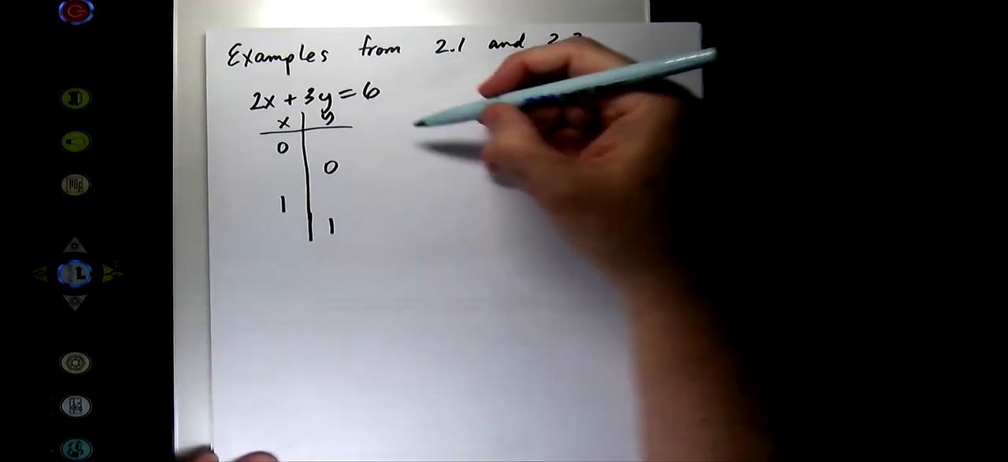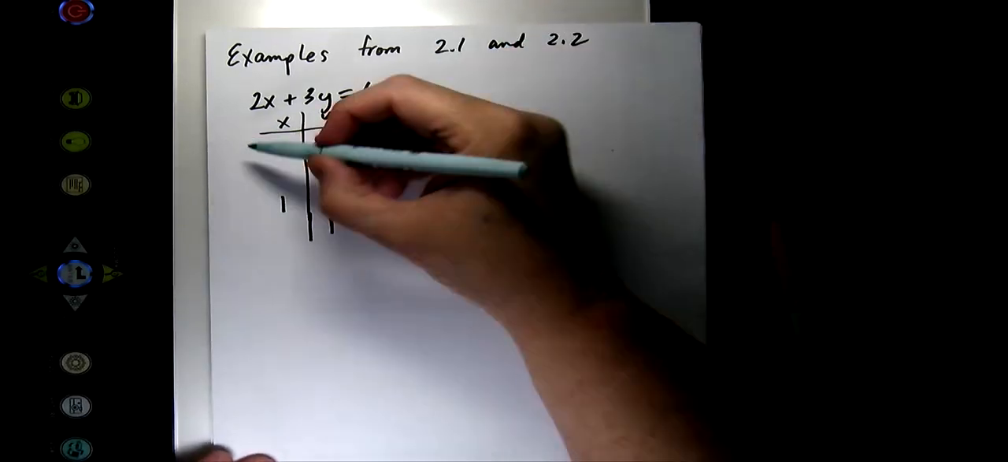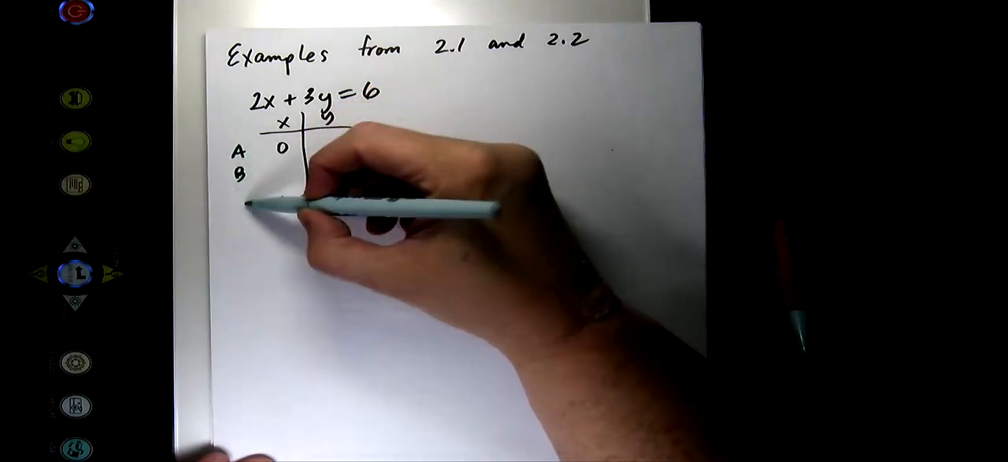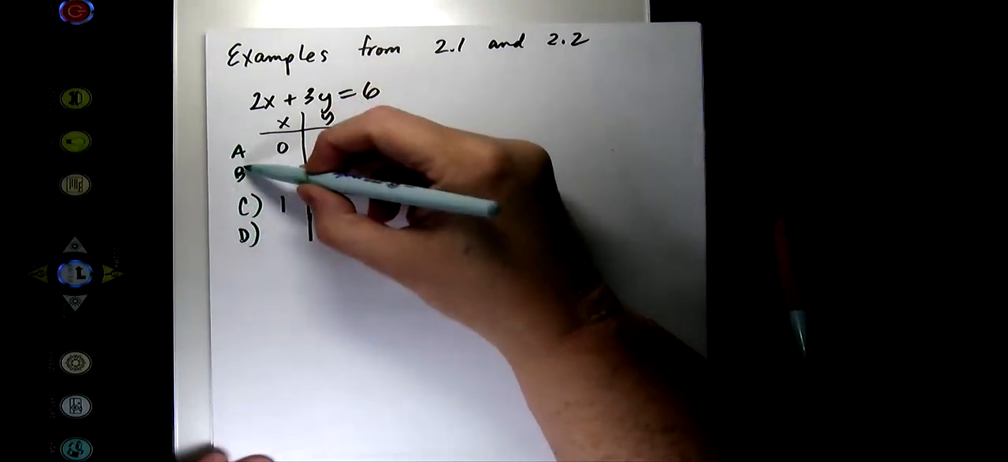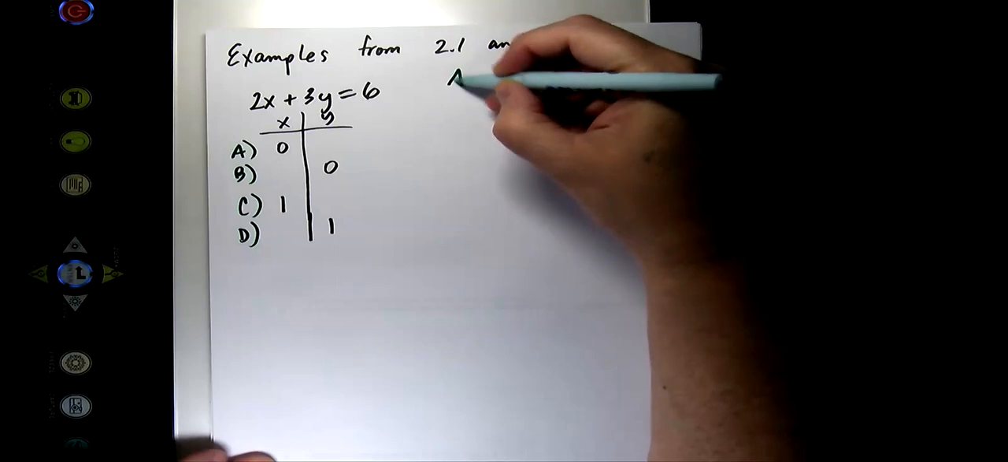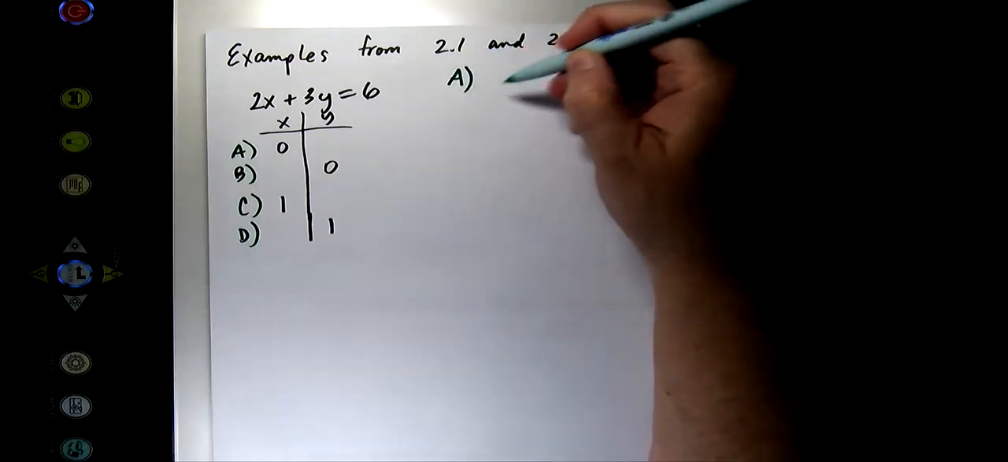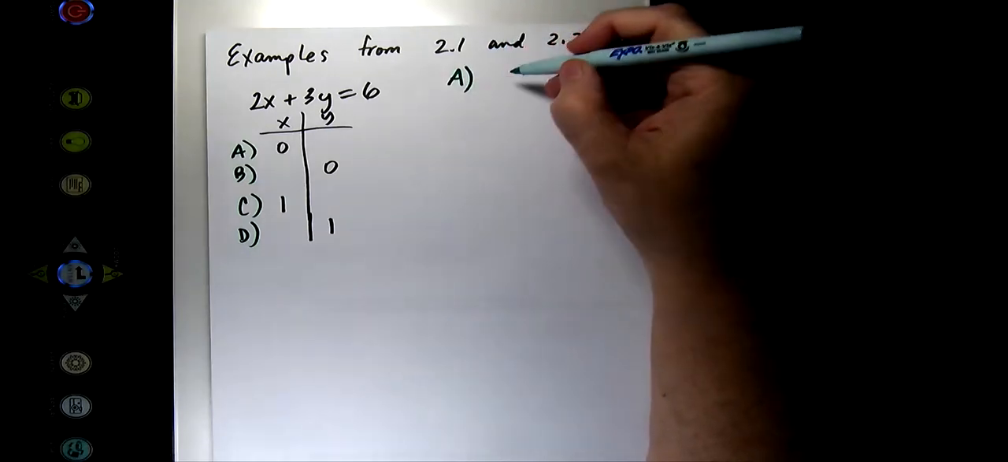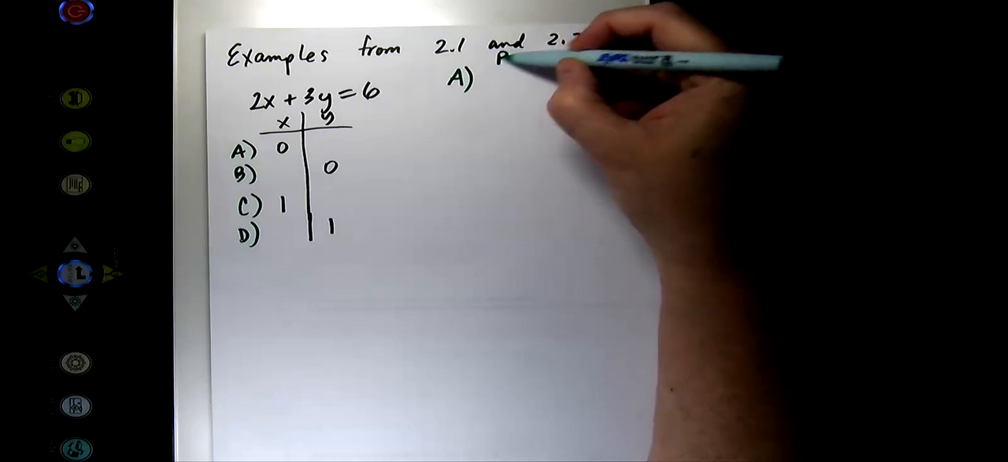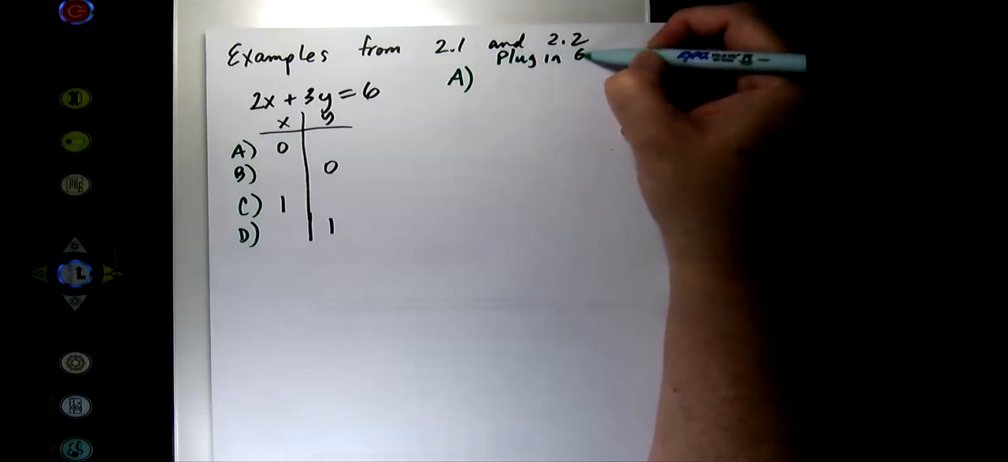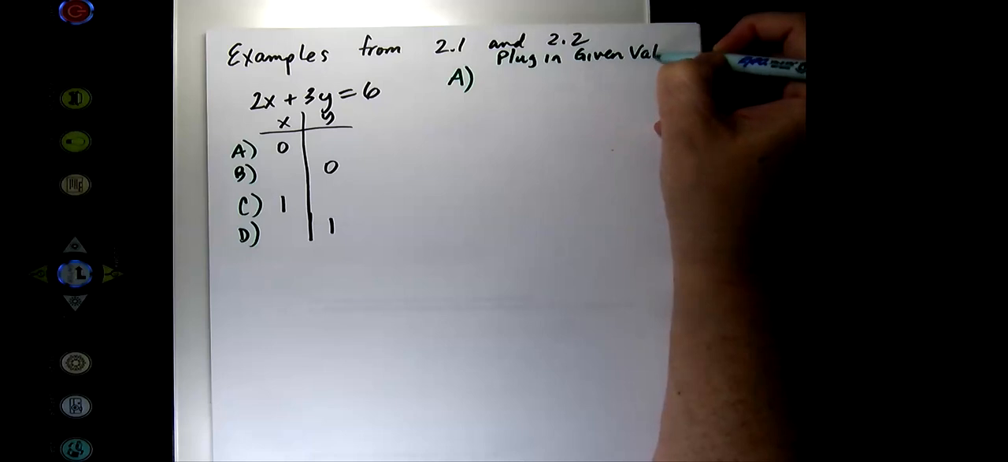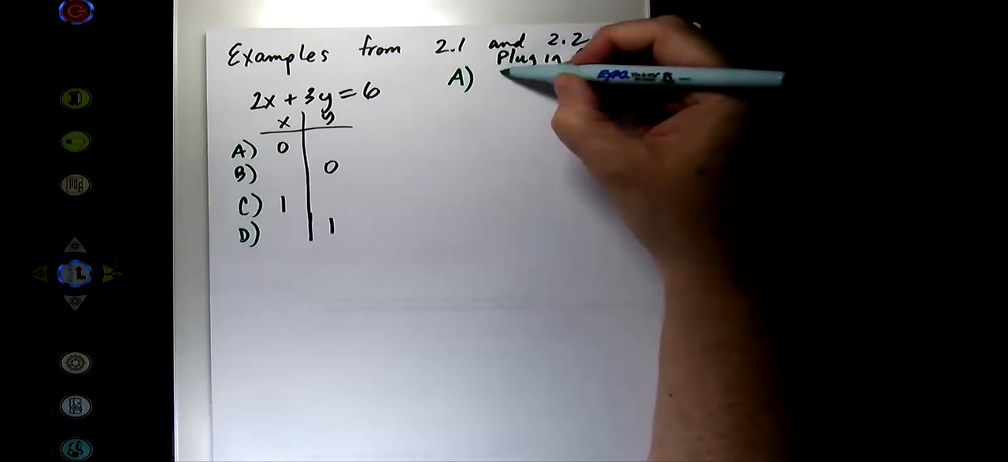If they give us a table to fill in some numbers, I'll just label them A, B, C, D, so that my work over here is a little bit clearer. Plug in the value they give you to find the other value.